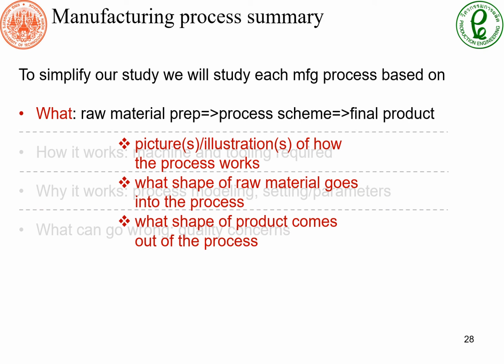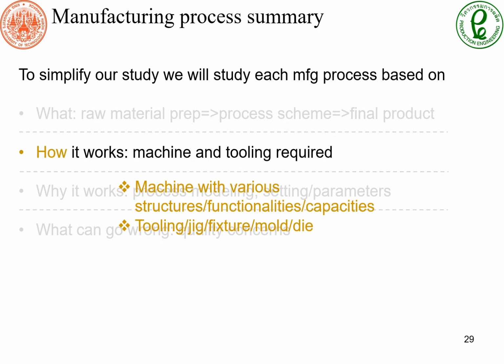What means how raw material is changed to final product. So we need a picture or diagram or some kind of illustration to show how raw material is converted to the final product. What is the shape of the raw material that goes in, and what is the shape of the raw material that comes out? How does the process work? What does the machine look like? What are the tooling, jigs, fixtures, molds, and dies required for the product? What does the machine or tooling do to make the process work?